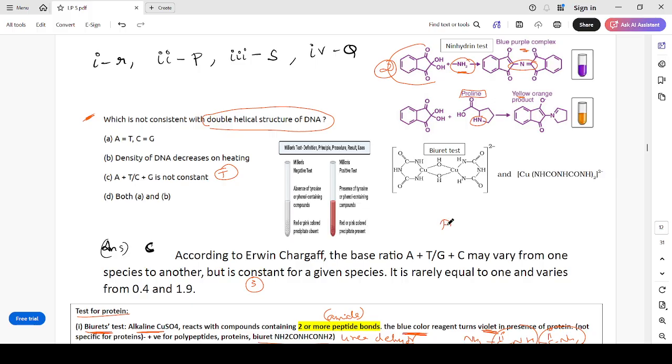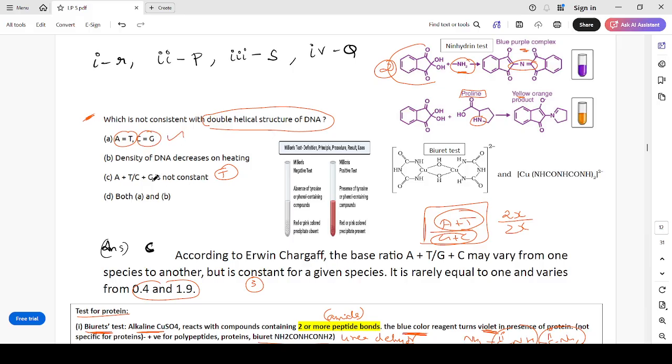Adenine plus thymine divided by G plus C: because an equal number of adenine and thymine is there, I can say it's 2x, and this is also 2x. So they will be equivalent in numbers only. But when I'm doing the ratio from species to species, it can differ. From 0.4 to 1.9 it can differ. It's not going to be constant here. A is equivalent to T, C is equivalent to G.